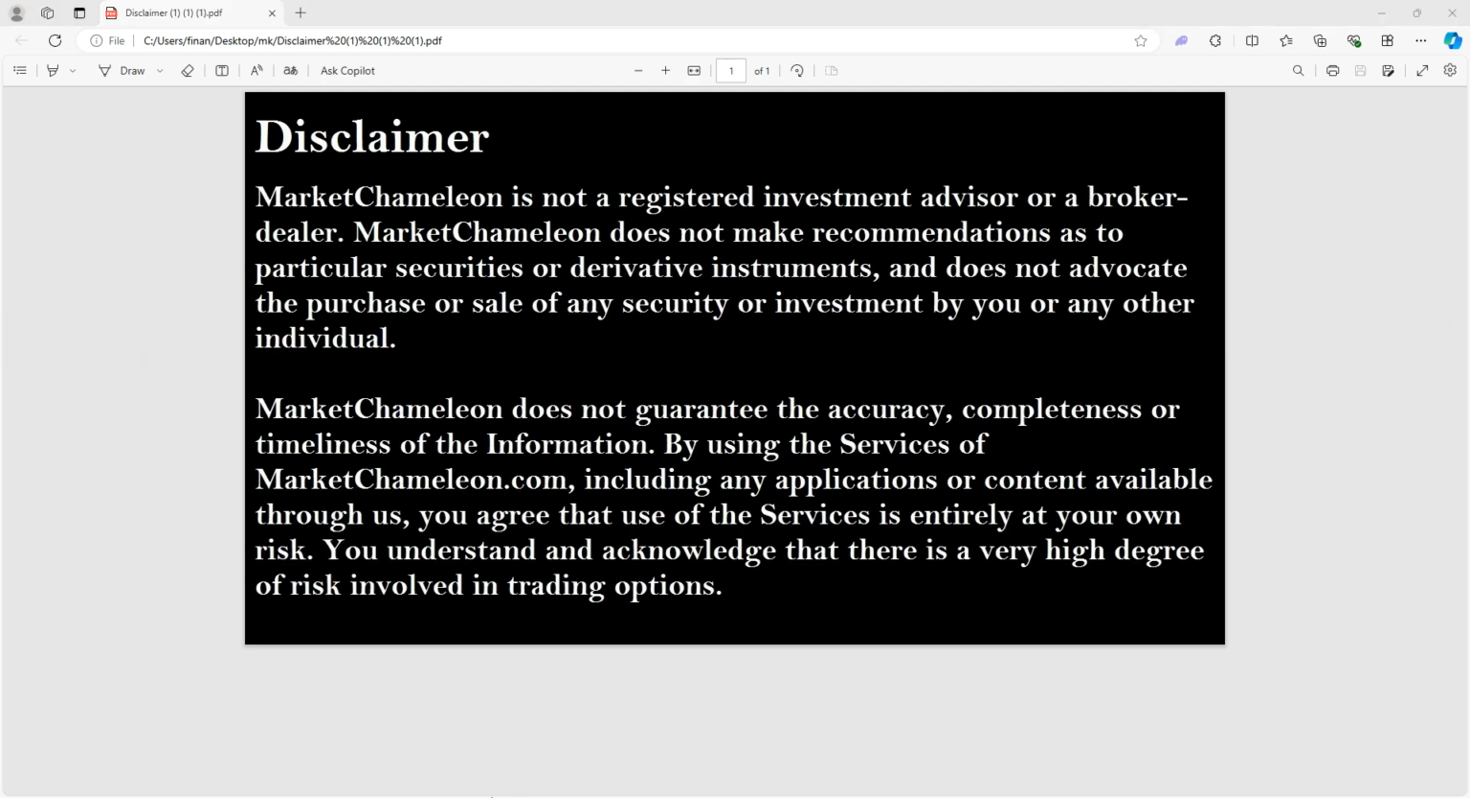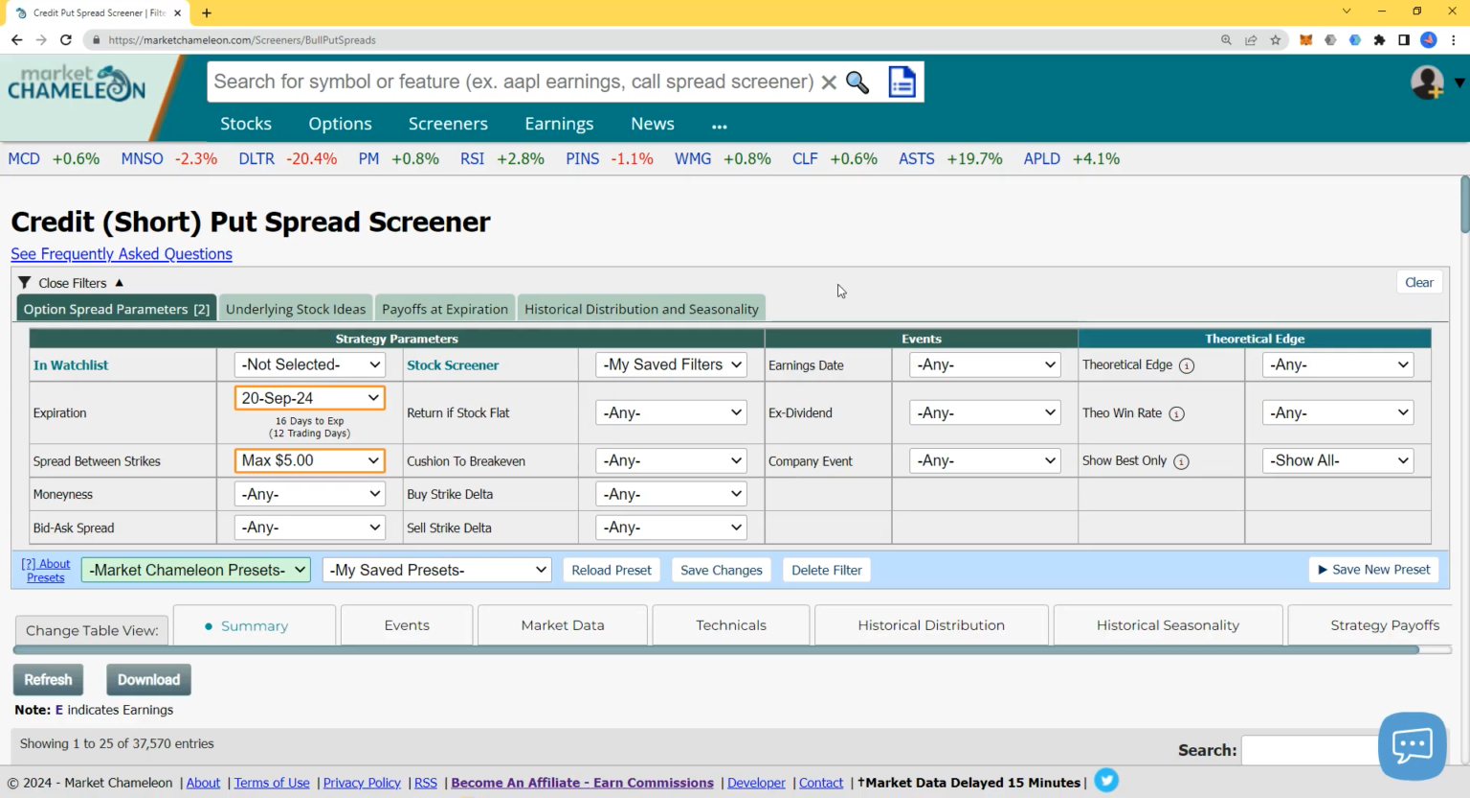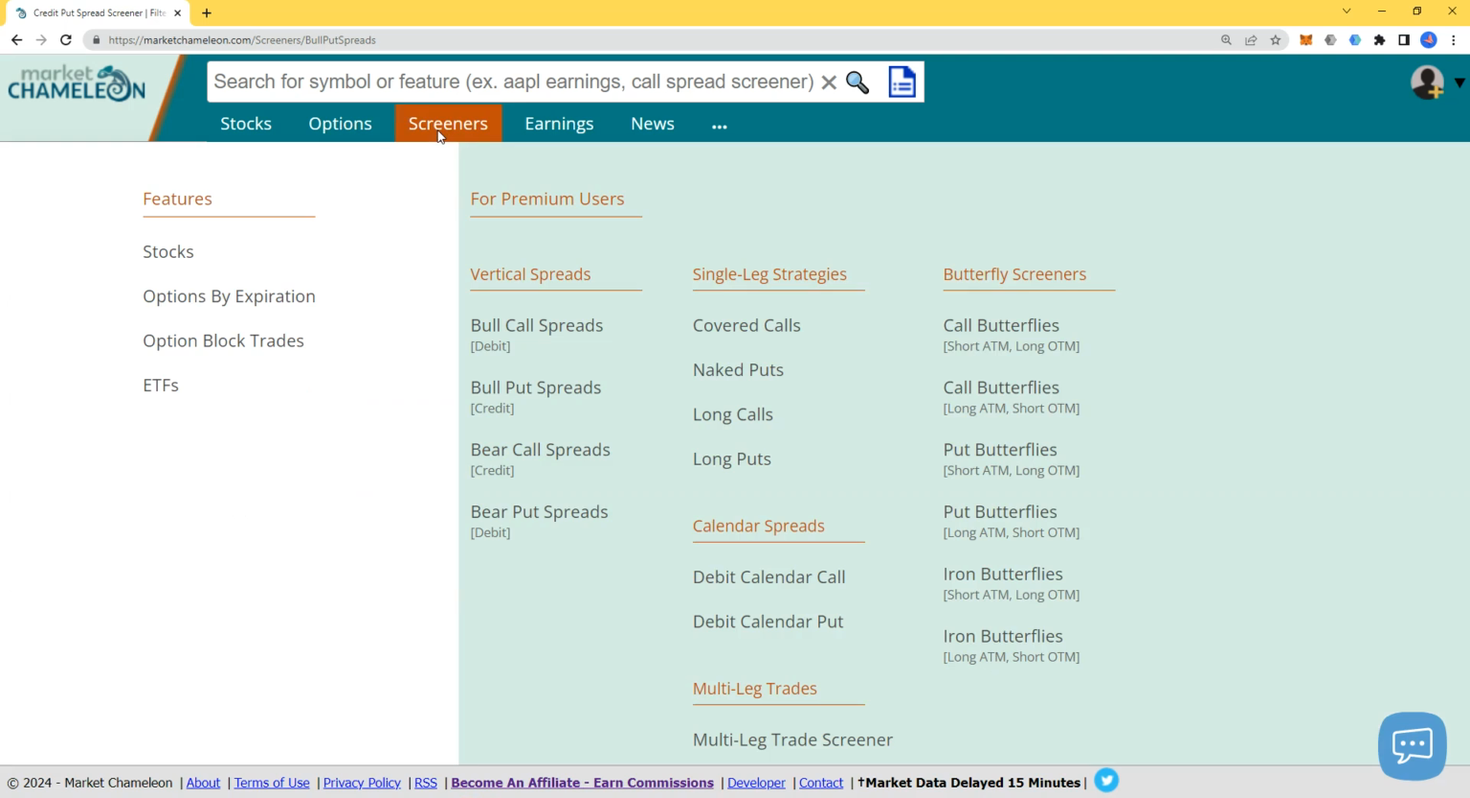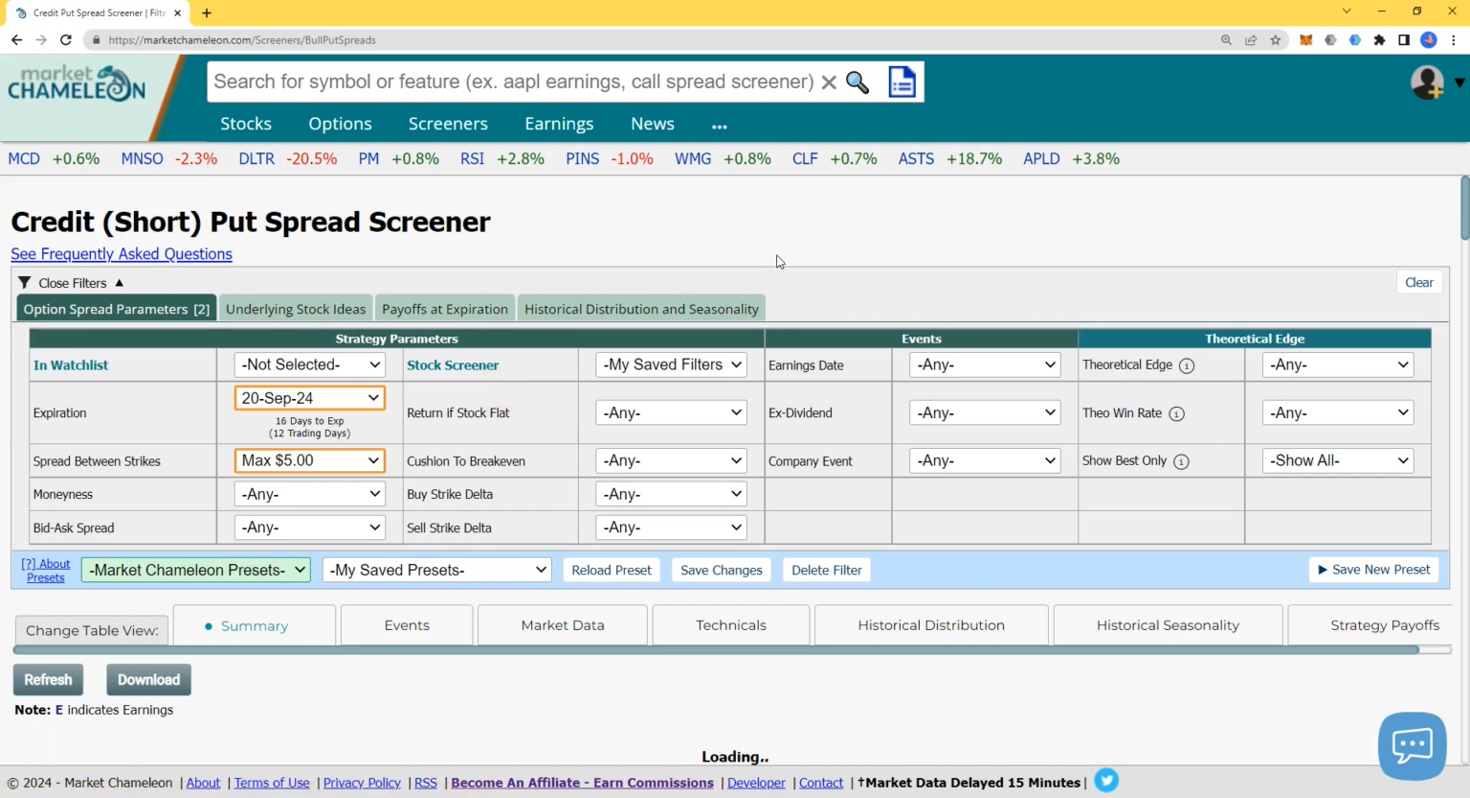So let's get started with the Market Chameleon put credit spread. Now, in order to get to this screen, you're gonna click here, Screener, and of course there's a 7-day link in the description below if you're not a member just yet. Vertical spread, bull put spread right here. This is good. This is what you click, and this is the default setting.